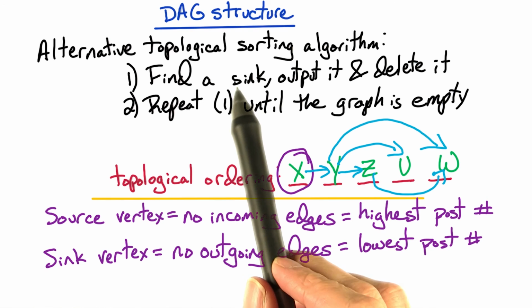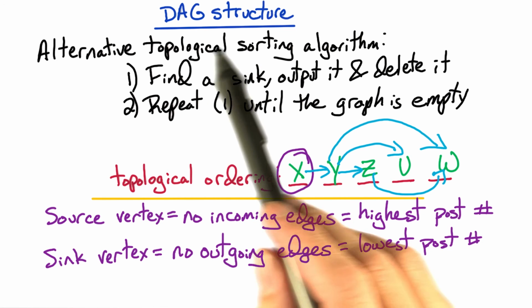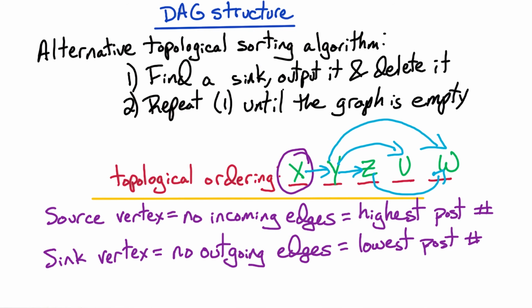Now, how we actually find a sink vertex is another question. But this basic approach is valid. And we're going to use this basic approach when we consider general directed graphs. And that's what we're going to turn our attention to now, general directed graphs. And we're going to look at the general question of what does connectivity mean in general directed graphs.